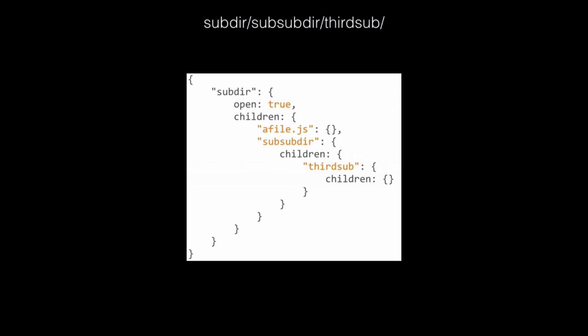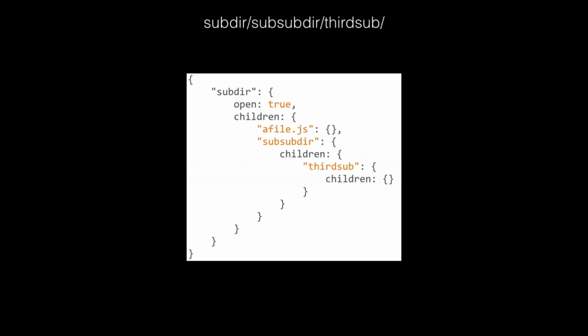So working with immutable data is quite a bit different from what you're used to. This is what our object structure looks like, basically. We've got a subdirectory, and then a subdirectory, and then a third sub inside of there. And so we end up with this kind of JavaScript structure. So subdir can have properties like open, and then it's got children, and the children object has keys that are the name of the file, and the value is an object representing that file or directory's metadata.